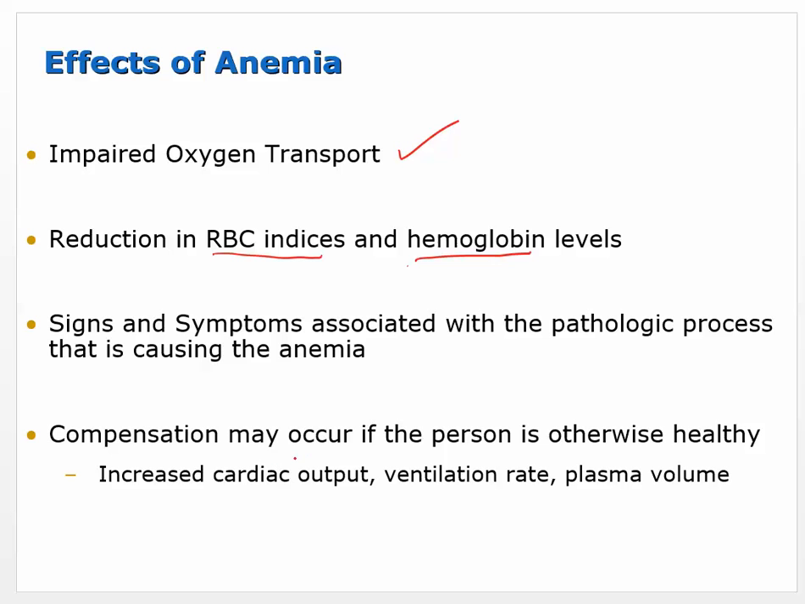Now, compensation can occur if the person is otherwise healthy. So if you don't have enough red blood cells, well, we'll just make your heart beat a little harder. If oxygen isn't being carried around as much, well, we'll just increase the ventilation rate. We may increase the plasma volume. So there are compensatory mechanisms that the body can make, but of course those can mask the underlying problem, which is that you don't have enough red blood cells.